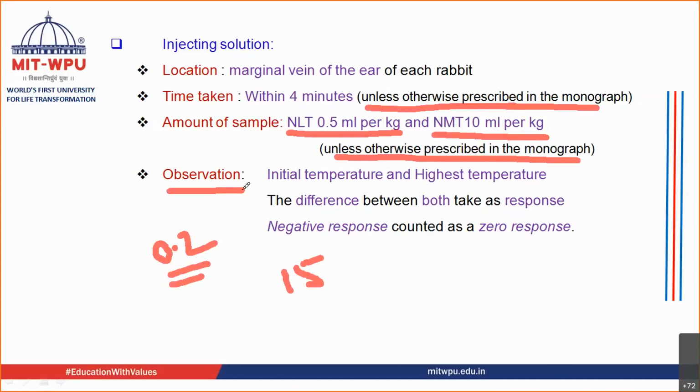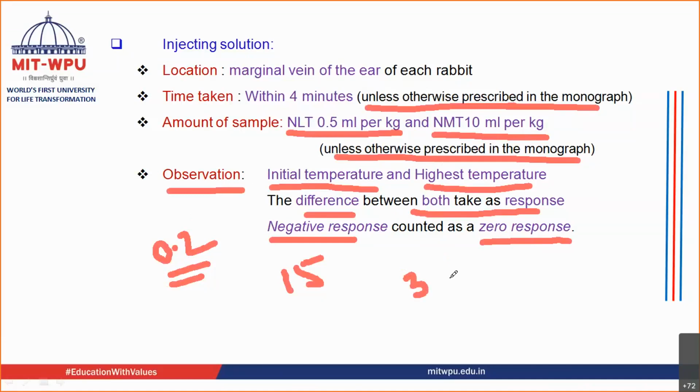What you're going to observe, as I told you earlier, is the initial temperature and the highest temperature. The difference between both of them you are going to take as the response. If there is a negative response, then you have to count it as a zero response. So if the earlier temperature of the rabbit was say 39 degrees Celsius, and after giving the injectable it has become 38 degrees Celsius, then you are going to consider it as a zero response, okay. This is how you are going to inject the solution and take the observation.